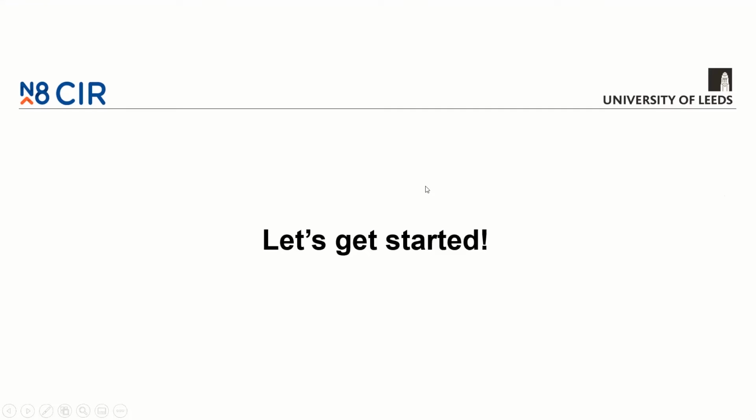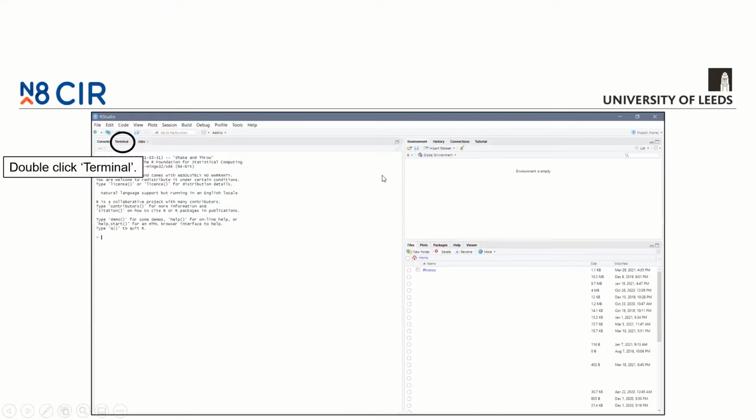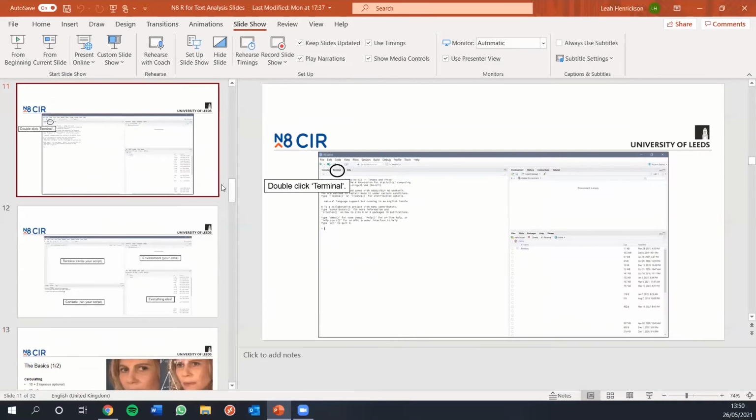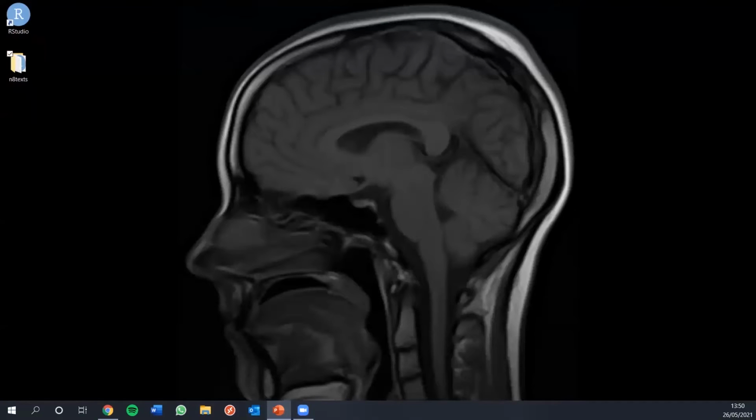So let's get started. I am going to turn off my PowerPoint now, although I've made these PowerPoint slides so that if you want to review what we've done, everything's available in the slides, but I'm just going to move them to the side for now so I can still see them. And now we're going to open RStudio. So double click RStudio.